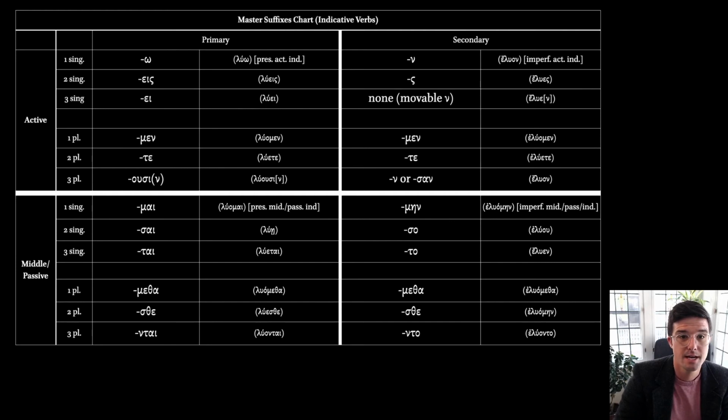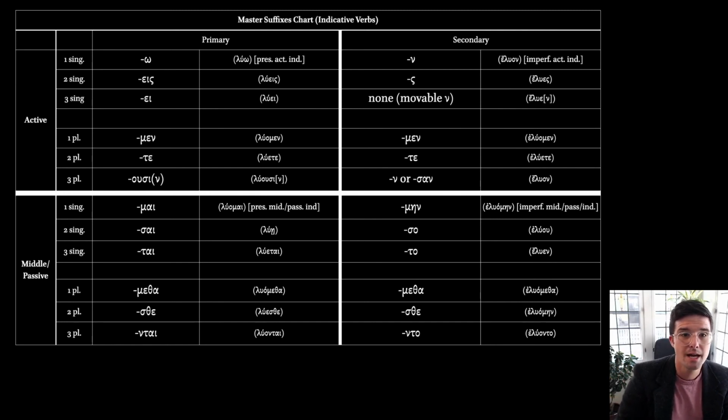So in this case, in the present active indicative, in this case, the present middle passive indicative. With the secondary actives, we have the imperfect active indicative. And then with the secondary middle passive, I've given you the imperfect middle passive indicative here. And again, these are not all of the forms that you will find these suffixes on. There's additional indicative verb forms that you'll see these on, but these are to give you an example of what these look like sort of as they actually go on to a verb.